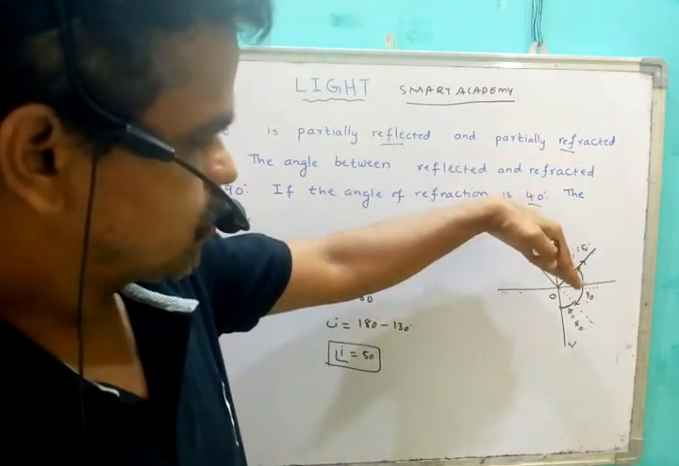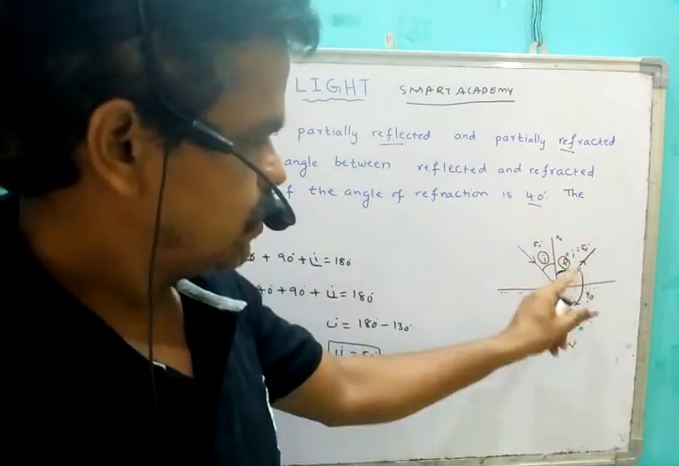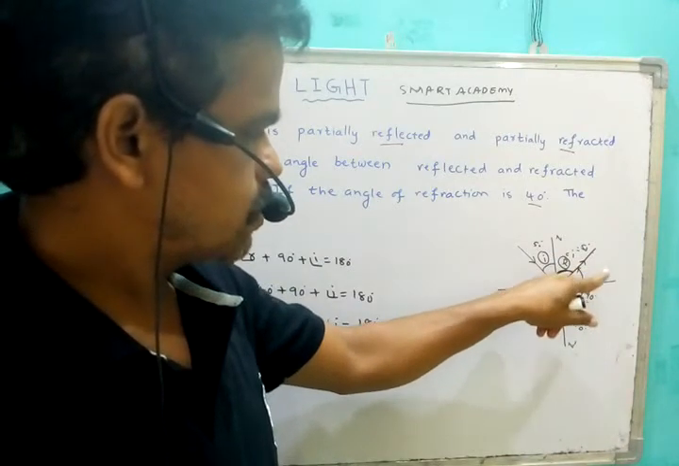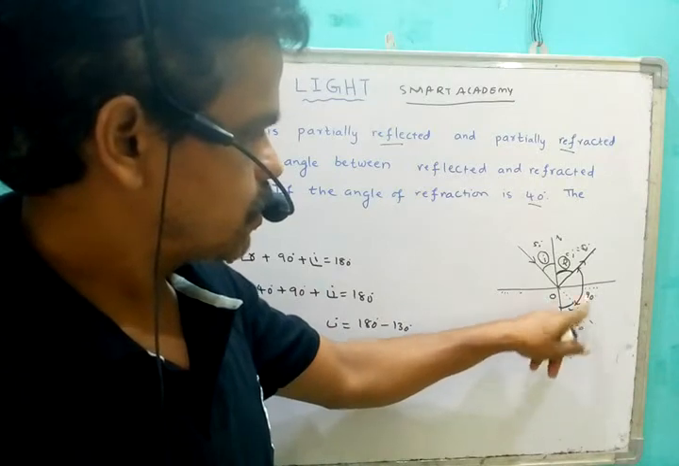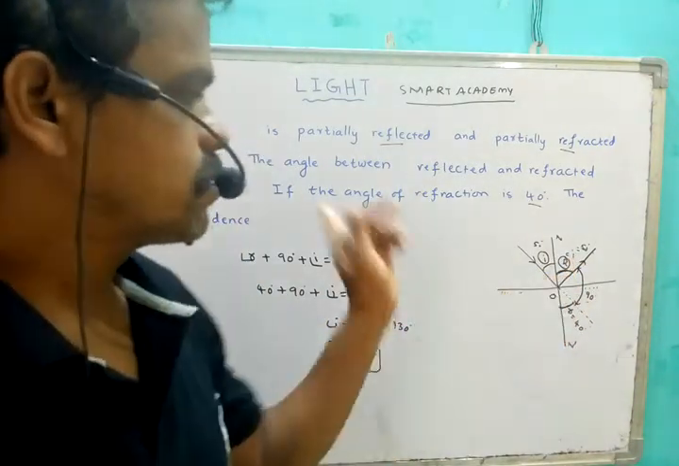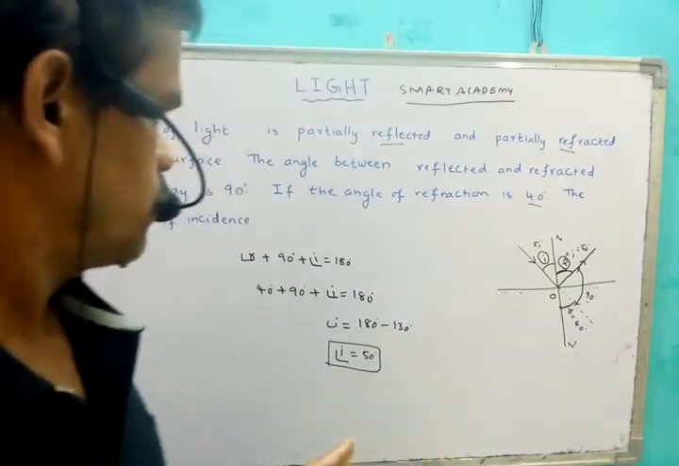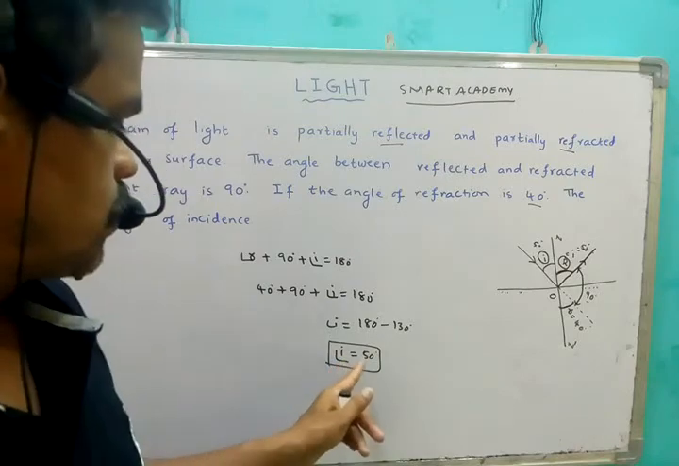So the light ray falls on the surface and is partially reflected and partially refracted. Then the angle between reflected and refracted rays is 90, and the angle of refraction is 40. Then we calculated the angle of incidence, which is equal to 50. So here we got the answer: the angle of incidence equals 50 degrees.